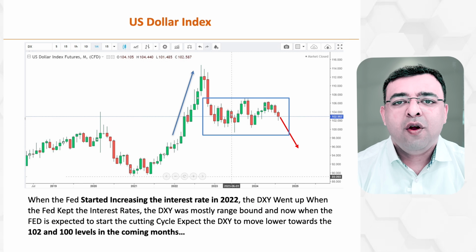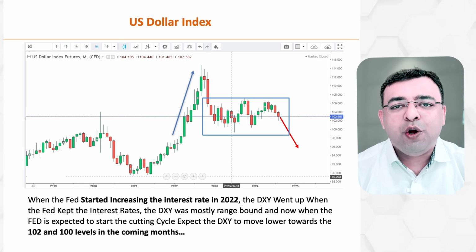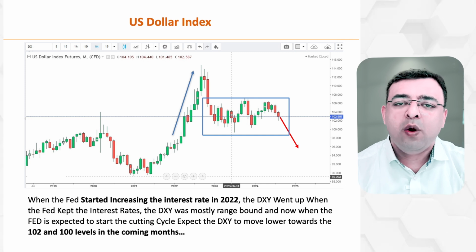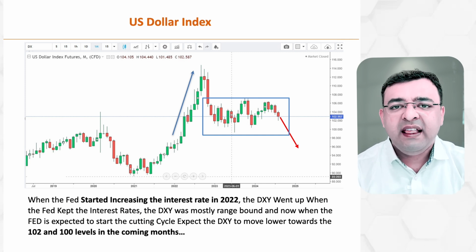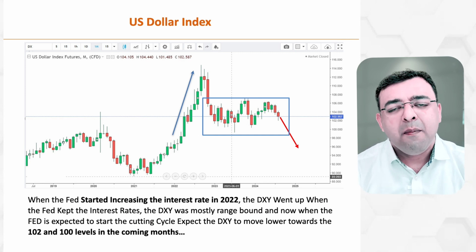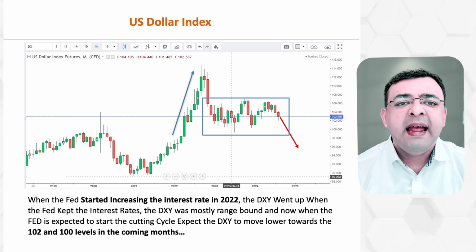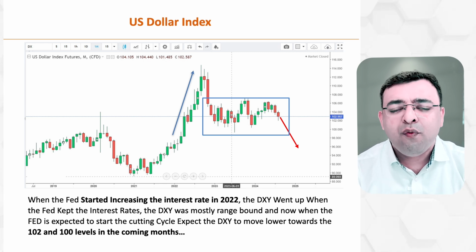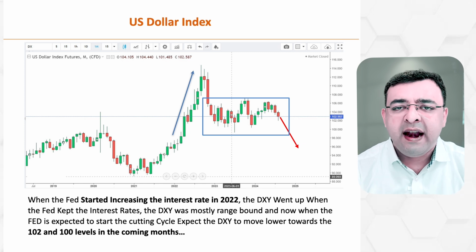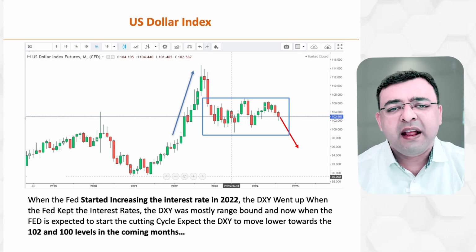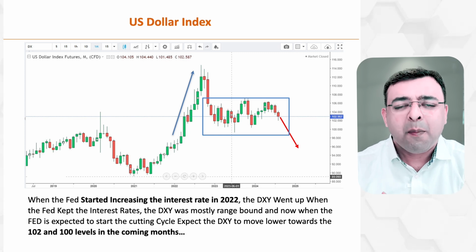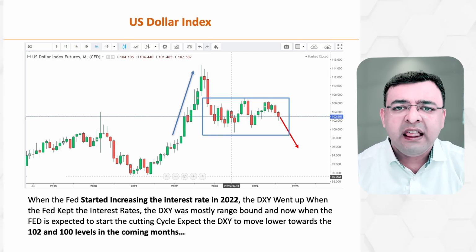Now let us understand what impact it is going to have on the dollar index. From March 2022 to July 2023, Fed increased the interest rate by approximately 5%. At that point of time, if you see the chart, the dollar index moved from 95 levels to 114 levels. It means that when Fed was doing quantitative tightening, reducing supply, the dollar index shot up.